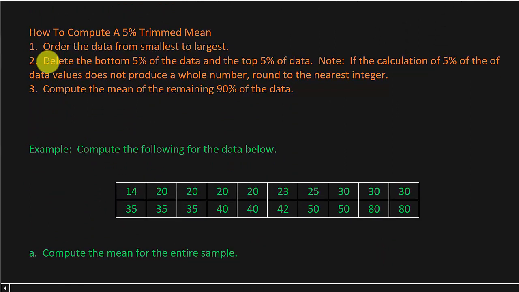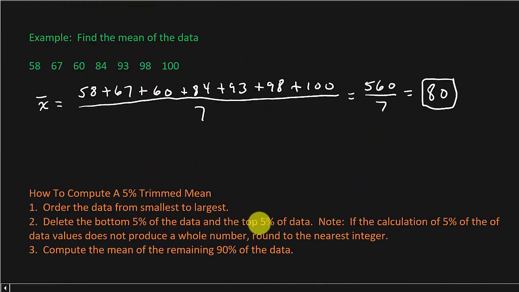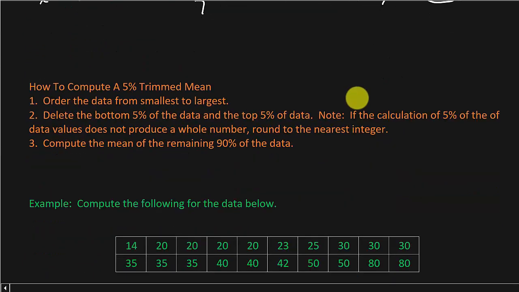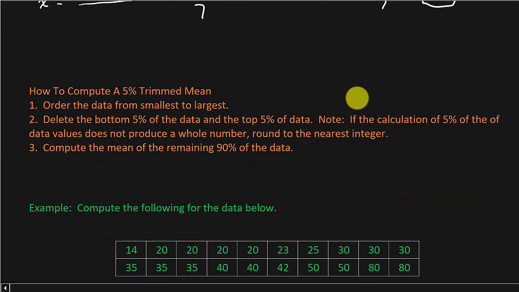So the first thing we want to do is order the data from smallest to largest. When you're finding the mean, you just add the values up like we did in this example, and divide by however many there are. But for a trimmed mean, you have to first order them from smallest to largest, and then we delete the bottom 5% of the data and the top 5% of the data.